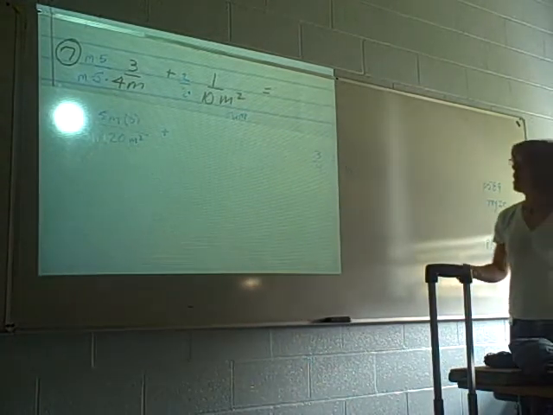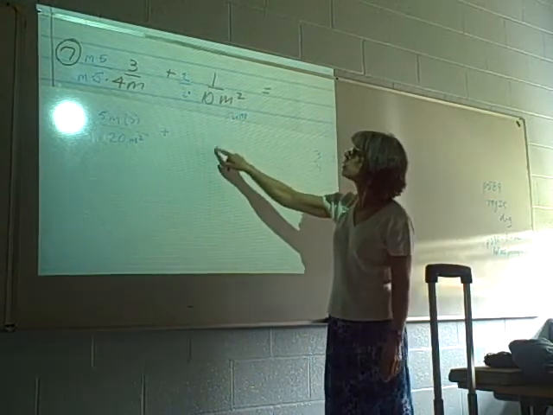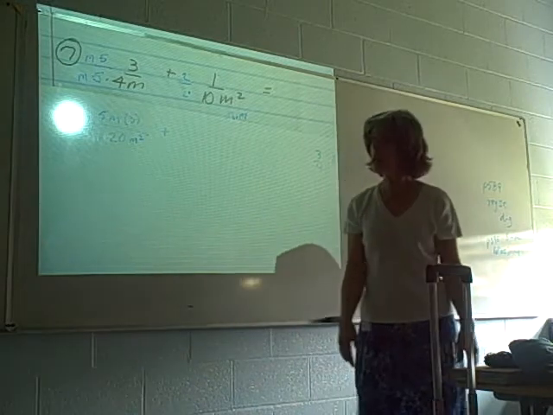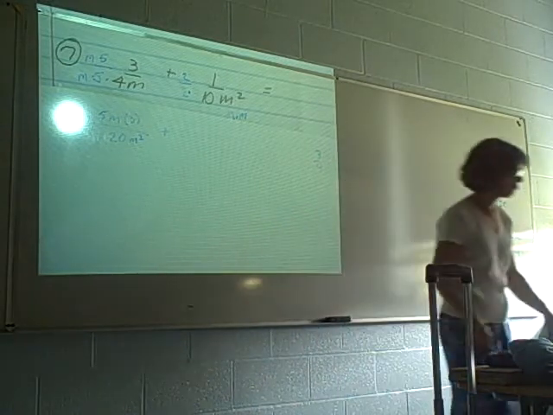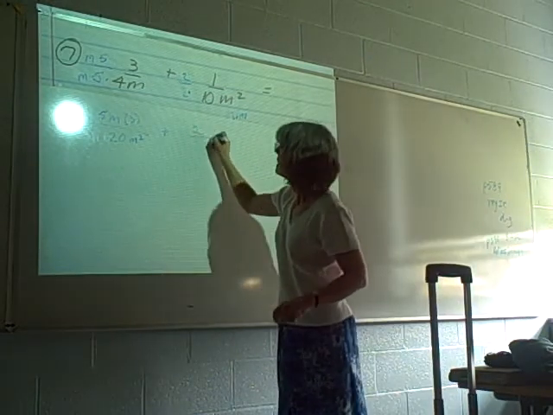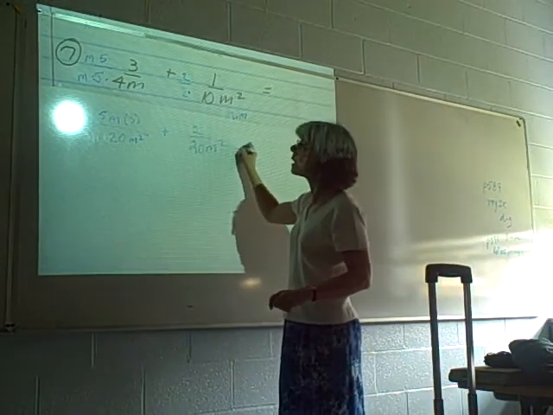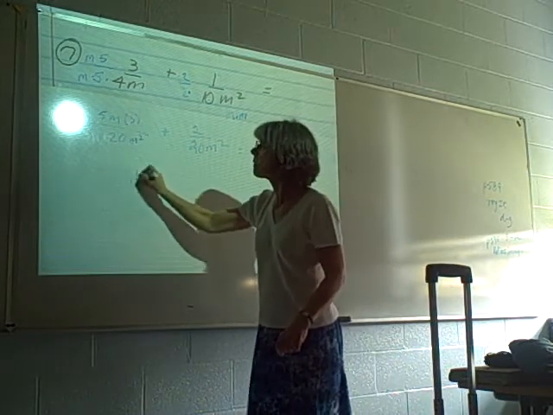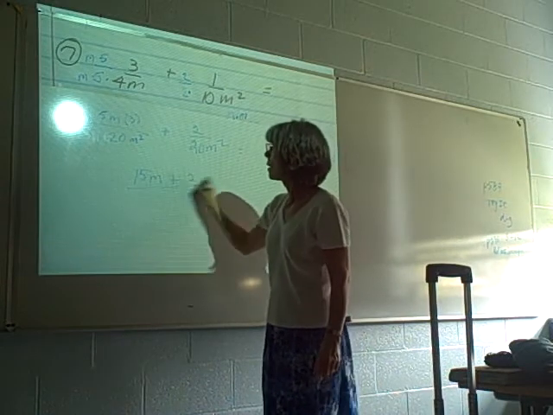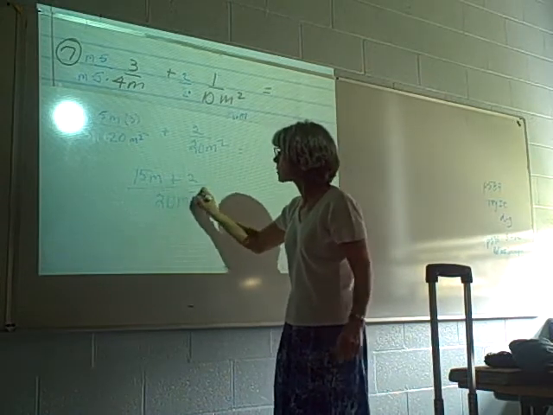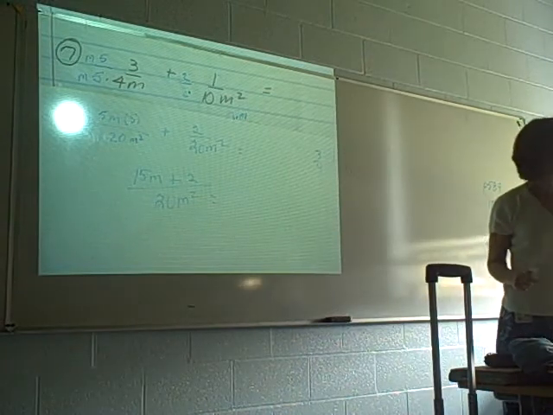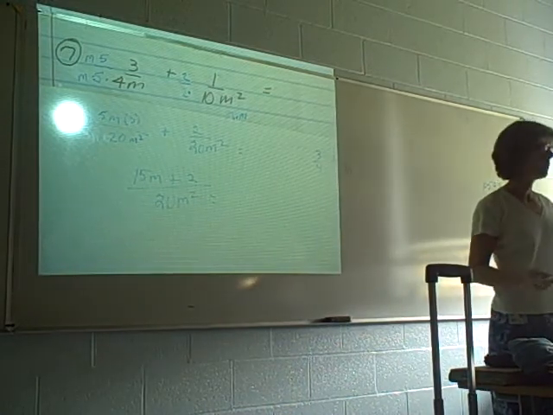And then what am I going to have here? 2 over 20m squared. And then can I combine like terms? So what do I have here? 15m plus 2 over 20m squared. Can I add 15m plus 2? No. So that's my final answer. That's what I got you.